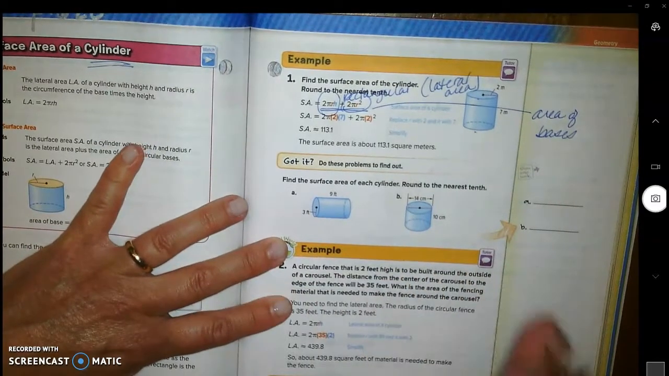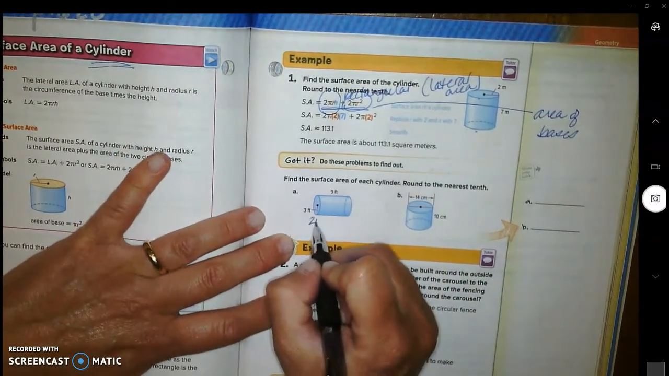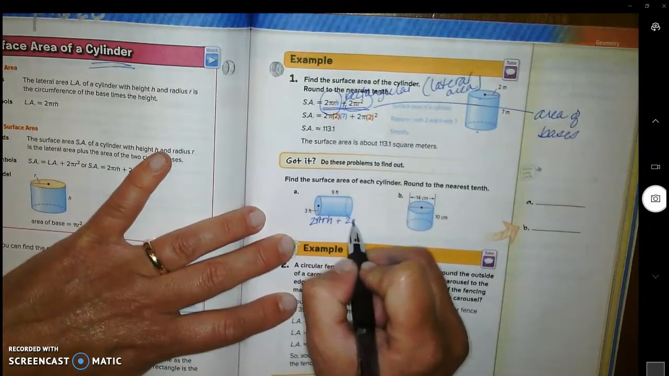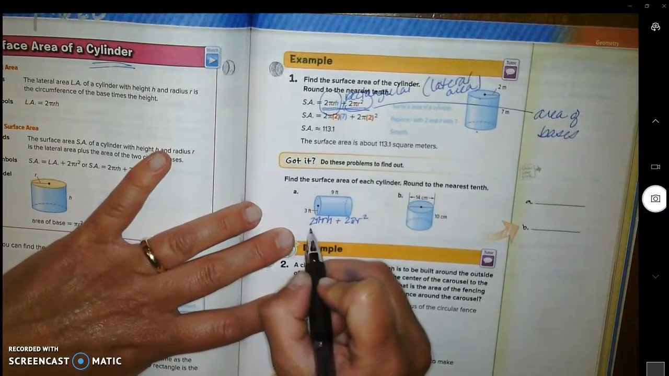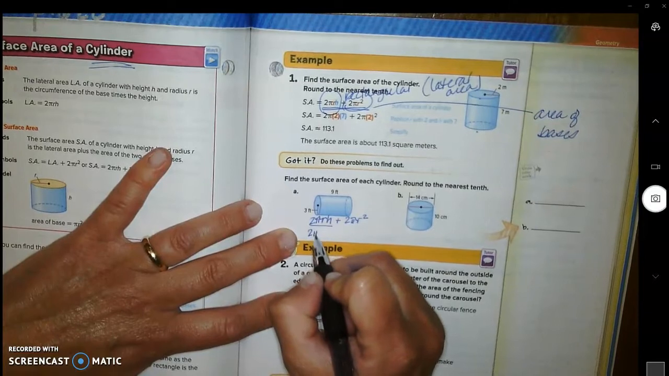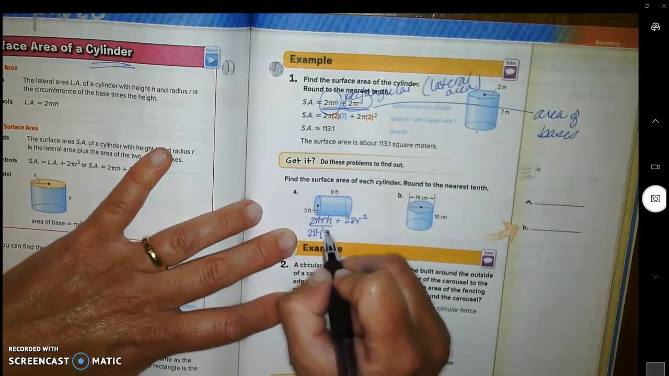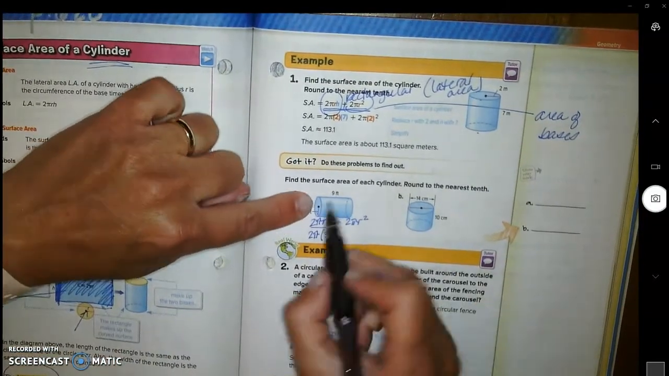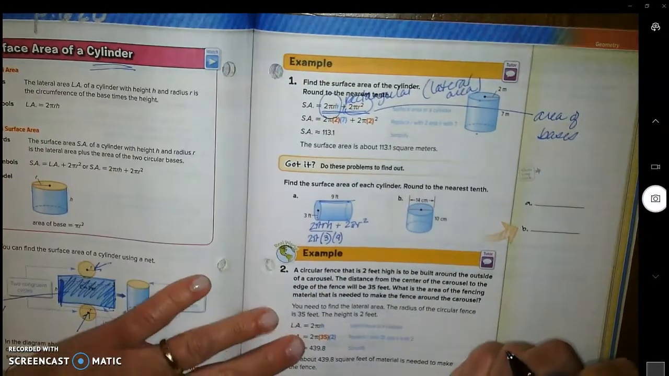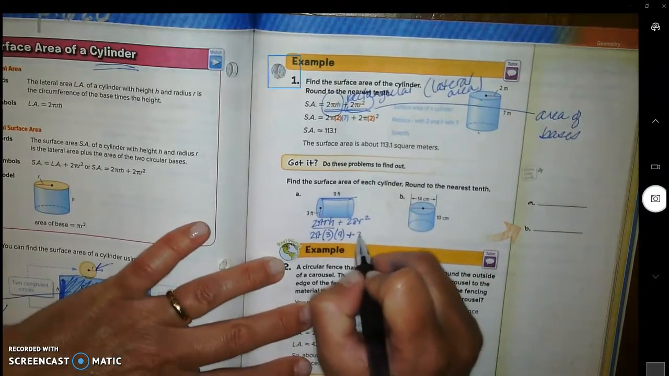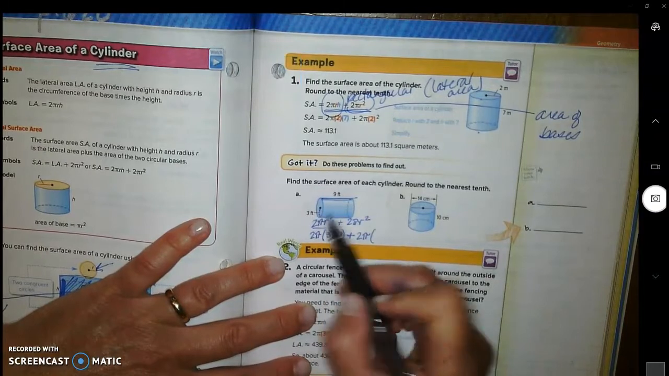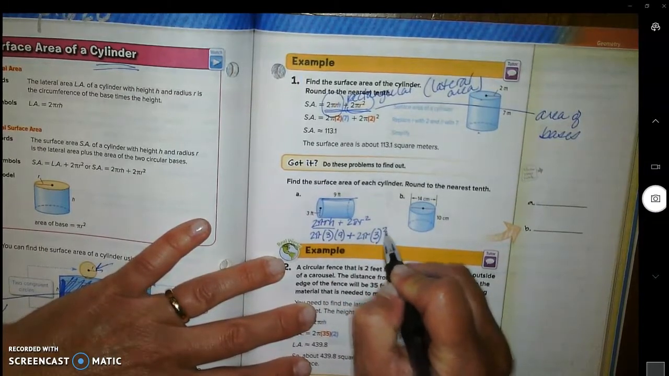It doesn't matter what order you do it in, just keep in mind we need to do 2 pi rh, okay, plus 2 pi r squared. So let's do our lateral area first. I'm going to have 2 times pi times 3, because that's my radius, times the height of my cylinder, which is 9. That's the width of that rectangle. And then we're going to add 2 times pi times my radius squared, and so I'm going to do 3 squared.